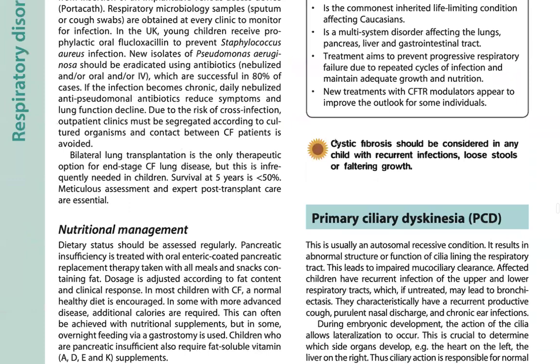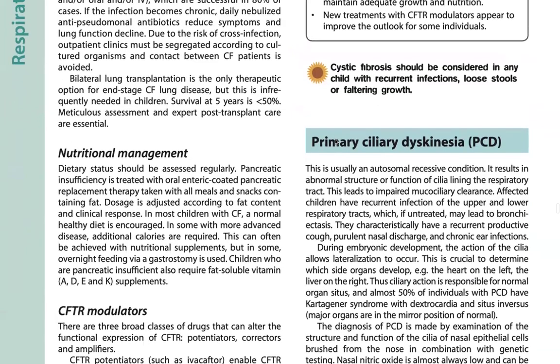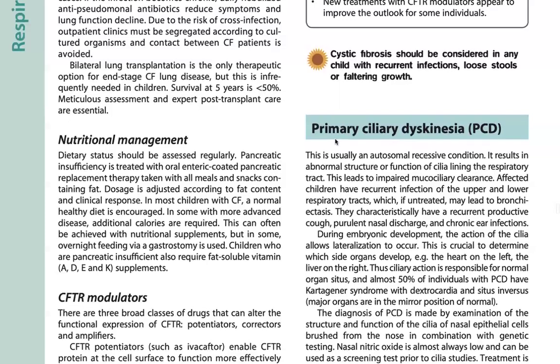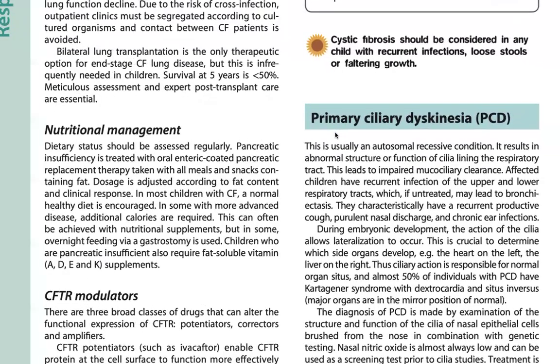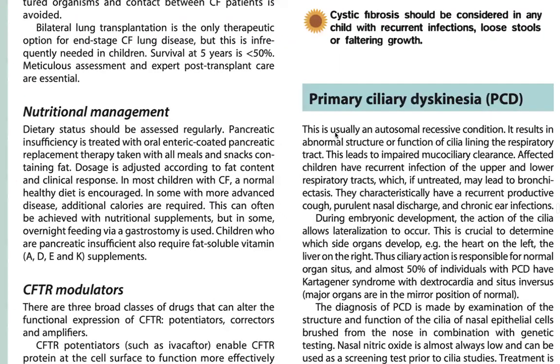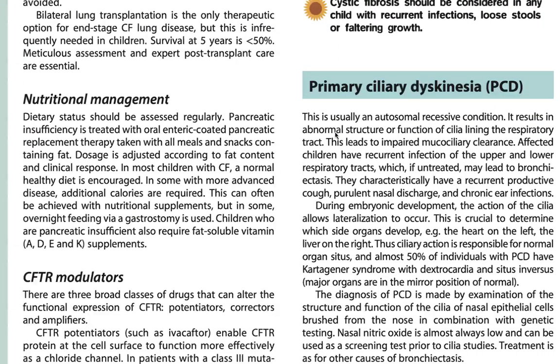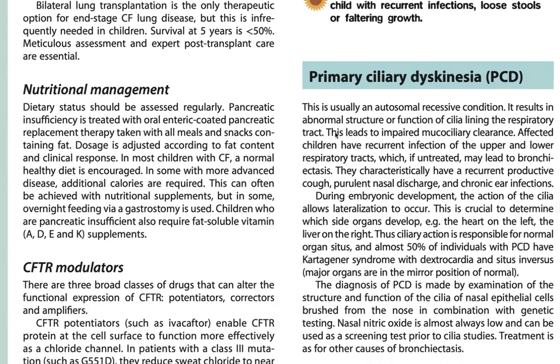Primary ciliary dyskinesia is usually autosomal recessive, which results from abnormal structure or function of the cilia lining the respiratory tract. This leads to impaired mucociliary clearance. Affected children have recurrent infection in the upper and lower respiratory tract, which, if untreated, may lead to bronchiectasis. They characteristically have a recurrent productive cough, purulent nasal discharge, and chronic ear infection. During development, action of cilia allows lateralization to occur.